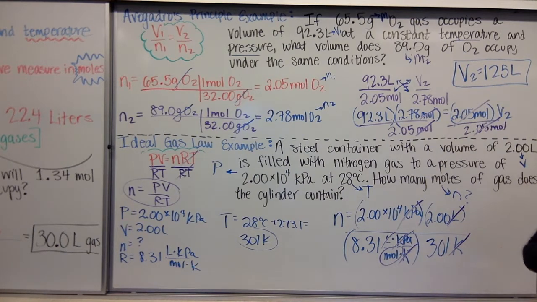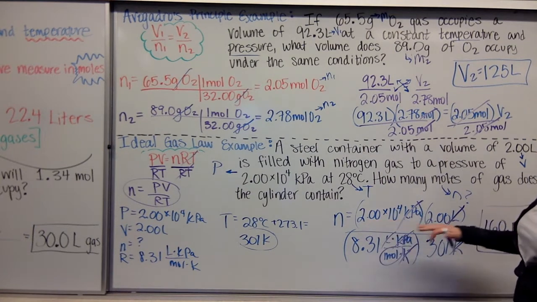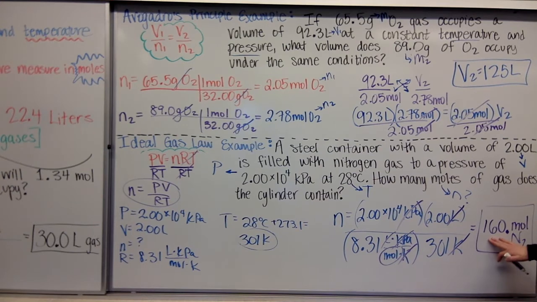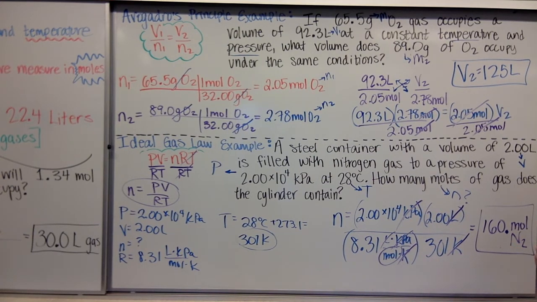The only unit I'm left with here is moles. Right? Now when you do that math, you get 160 moles of nitrogen gas. And of course, we want to make sure that we are including a decimal here because we want to show 3 sig figs. We have 3 sig figs in each of the values. So our answer, 160, needs to have that decimal place.